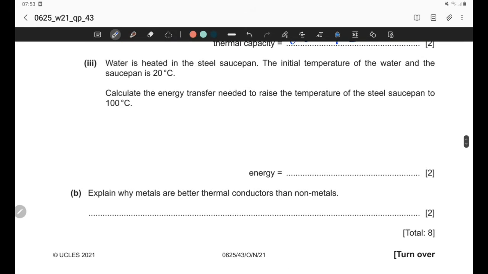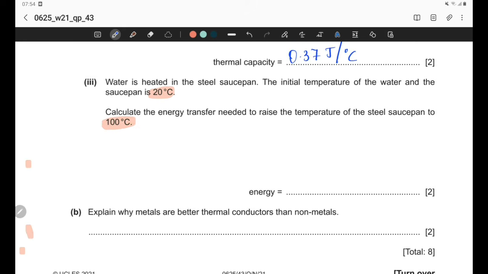Part 3. Water is heated in a steel saucepan. The initial temperature of the water and the saucepan is 20 degrees Celsius. Calculate the energy transferred to raise the temperature of the steel saucepan to 100 degrees Celsius. So we have to calculate the energy required to change the temperature from 20 to 100 degrees Celsius. We can use the equation of specific heat capacity: energy is equal to the mass of the steel times the specific heat capacity of the steel times the change in temperature, where the mass of the steel we calculated in the first part, that is 1.2.